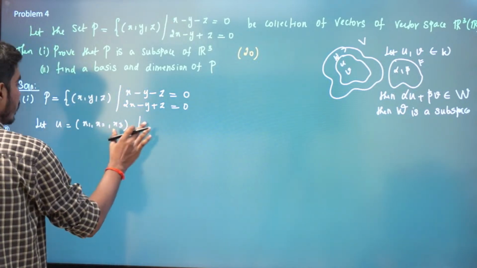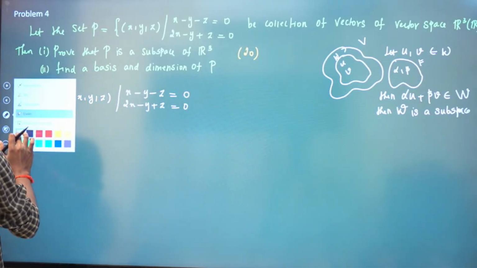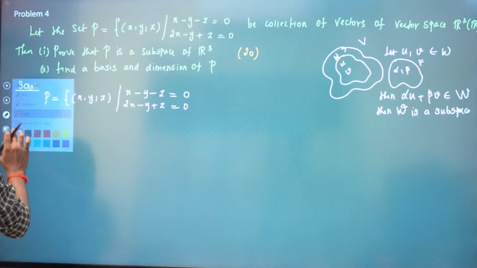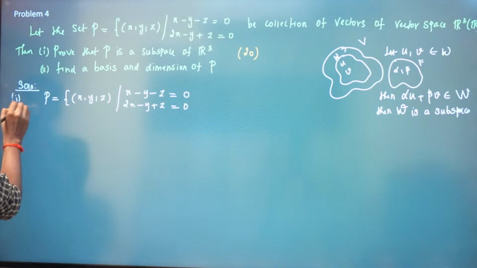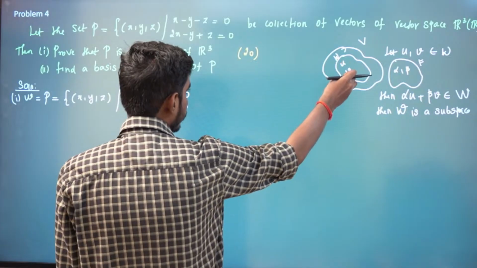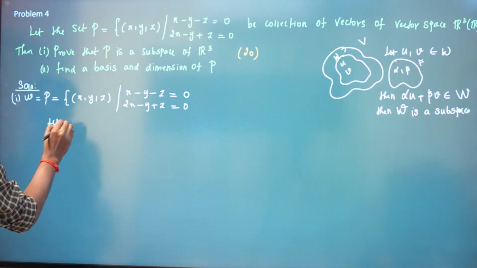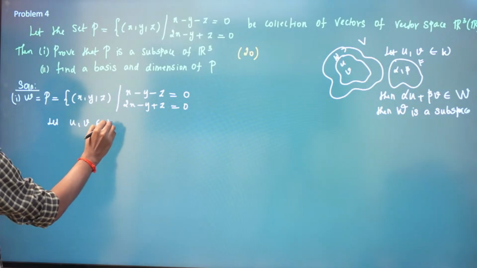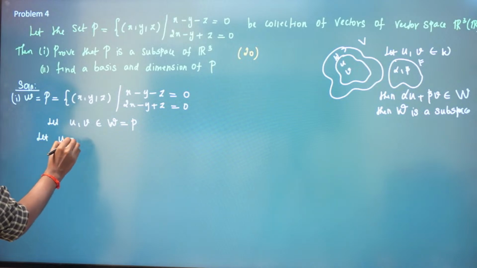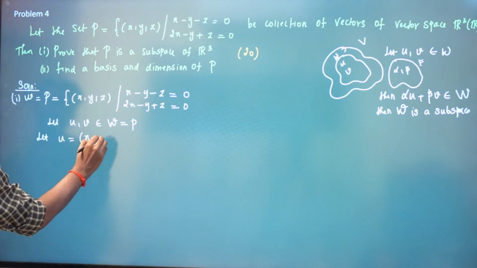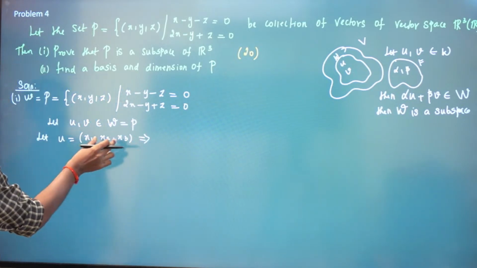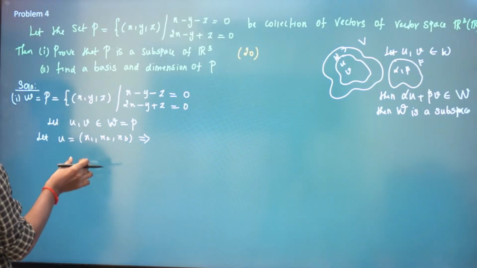I'll write it more clearly. Let us call this set W, so that it will be easy for you to visualize. Now, what's the definition of a subspace? You take u, v in W. What is our W? W is P. So let us take u to be some x1, x2, x3. That means we have taken x1, x2, x3 from the solution space.